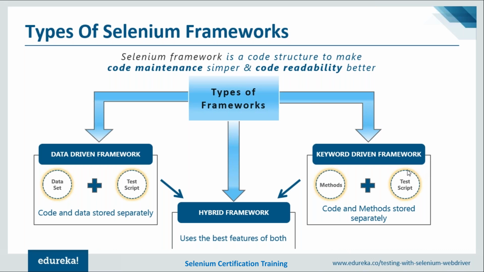So you have a test script and the methods which need to be executed in this test script to make sure you're testing the application, those methods will be stored separately. That's it. That is the only difference. And then we have hybrid framework, which basically implements the best features of both of these frameworks. Okay. So these are the types, and let me get started with explaining each of them one after the other.